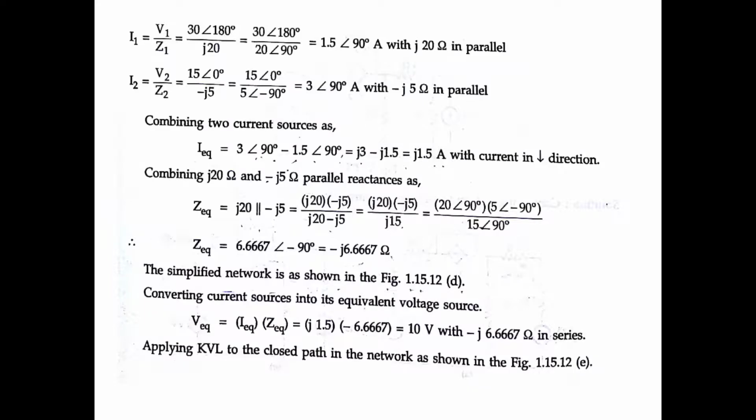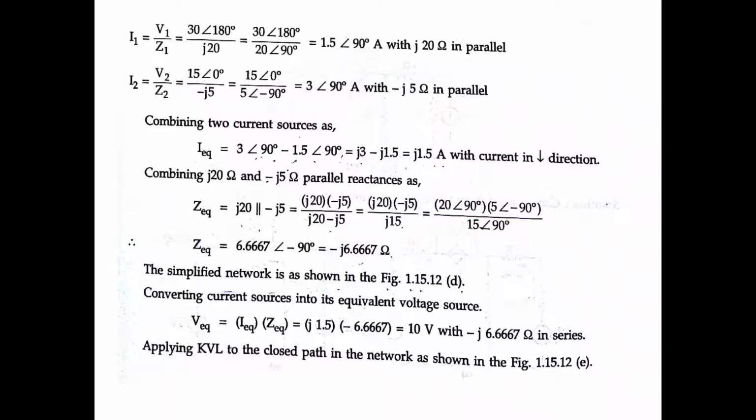Okay, next. Just now we said 1.5. How do we get 1.5? 30 by 20, at angle 90 with j20. Then 15 by 5, that is 3. That is minus j5 in parallel with j20.